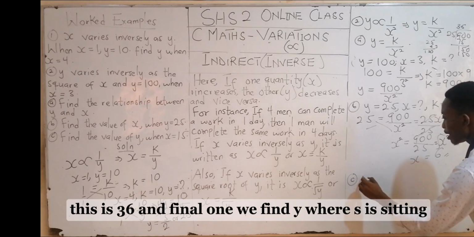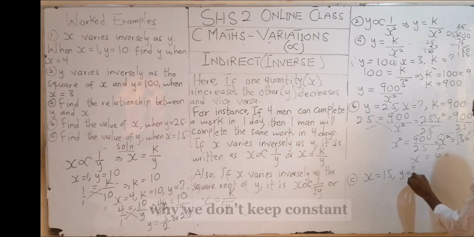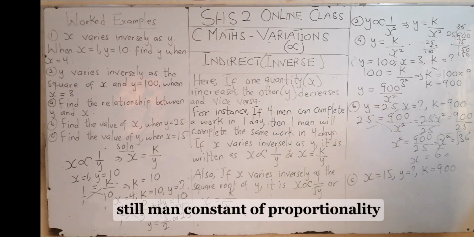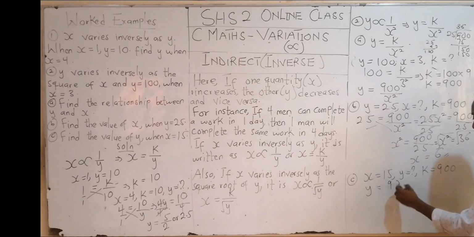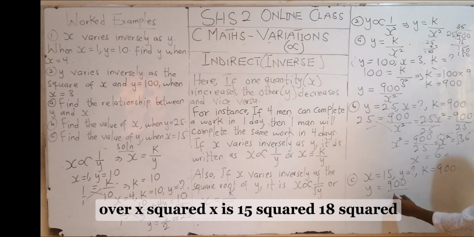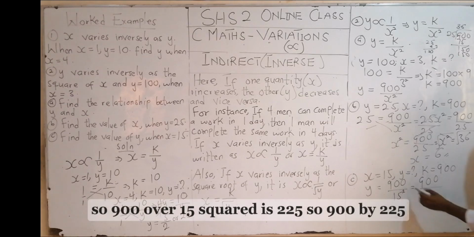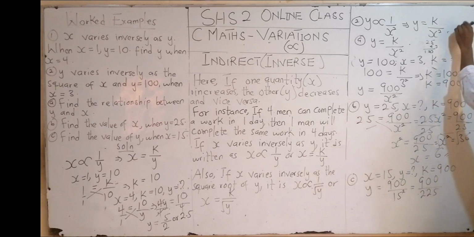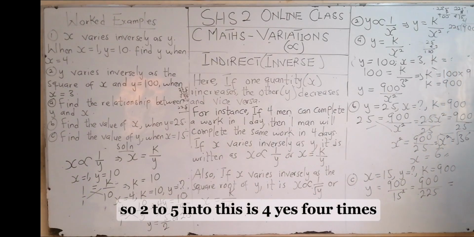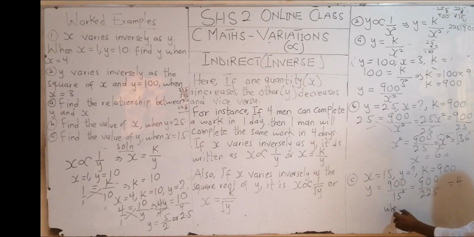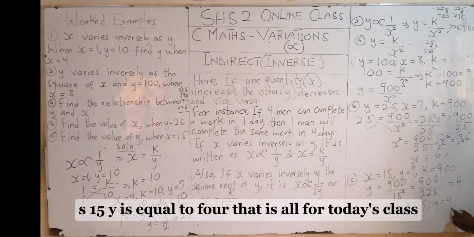Final one. We find y when x is 15. Y we don't know. K, the constant of proportionality, is still 900. So y is 900 all over x squared. X is 15, so 15 squared. So 900 over 15 squared is 225. So 900 by 225. So 225 into this is 4. Yes, 4 times. So the answer is 4. So when x is 15, y is equal to 4.